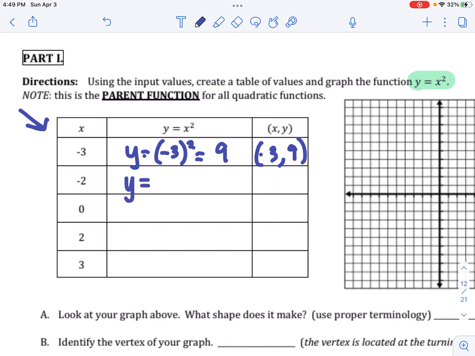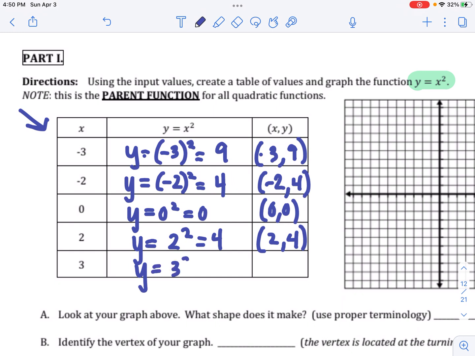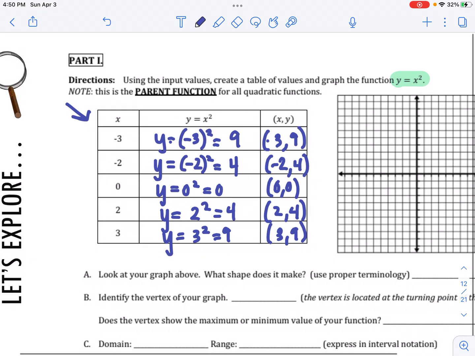When my input value is -2, we're just going to do the same thing here. My output value is 4, so we're left with (-2, 4). When my input value is 0, well, that's 0 squared, which is 0. Ooh, so we notice that this is going through the origin, which we could have predicted since it is the parent function. We're going to continue with my input value of 2 squared, which gives me 4. So we're looking at (2, 4). And then finally, 3 squared is 9, so this last point would be (3, 9).